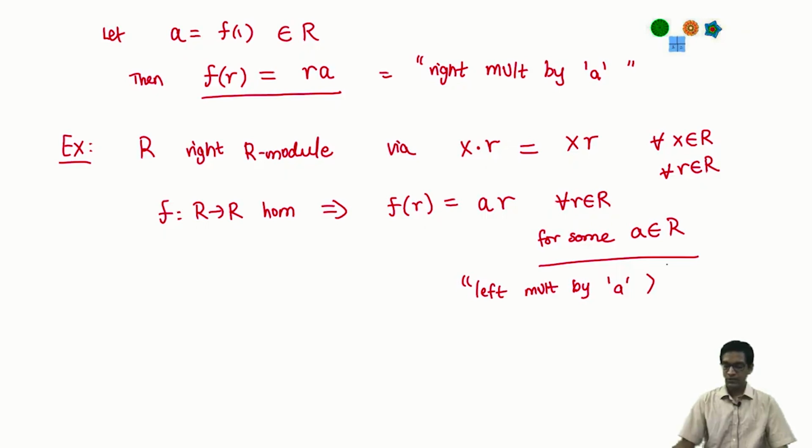So when you think of R as a left module over itself, the homomorphisms turn out to be the right multiplication maps, and when you think of it as a right module over itself, the homomorphisms turn out to be left multiplication maps. This is an interesting structure that comes up here, and that's something that we will take up again later on.